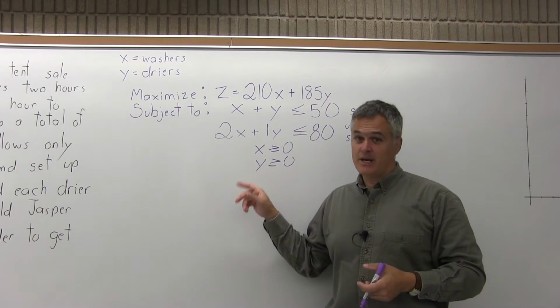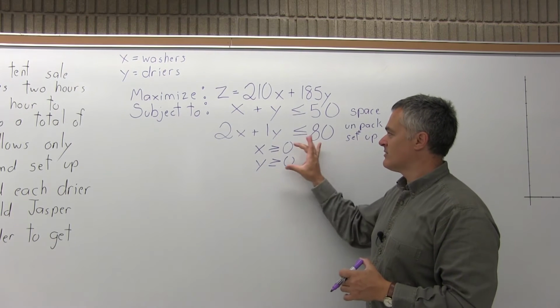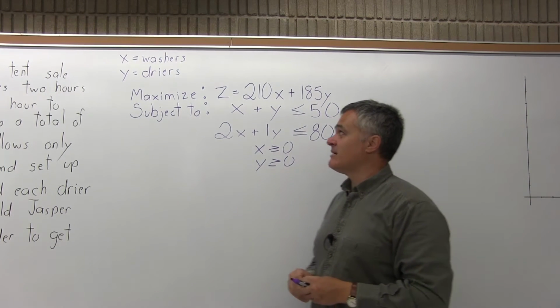You cannot set up a negative number of washers. That just doesn't even make sense. So you have to include these two. So that's the problem set up, all 4 steps.